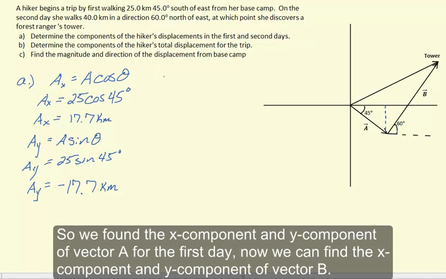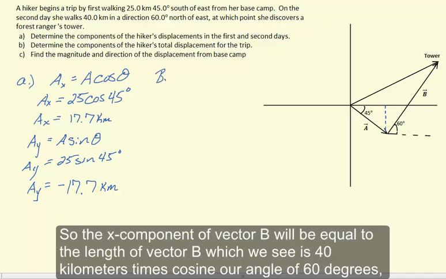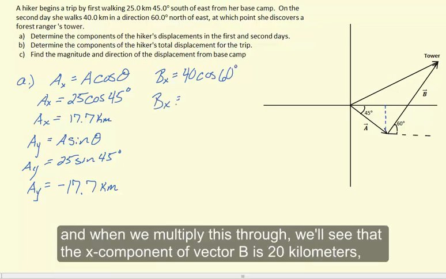Now we can find the x component and y component of vector B. So the x component of vector B will be equal to the length of vector B, which we see is 40 kilometers, times cosine of our angle of 60 degrees. And when we multiply this through, we'll see that the x component of vector B is 20 kilometers.